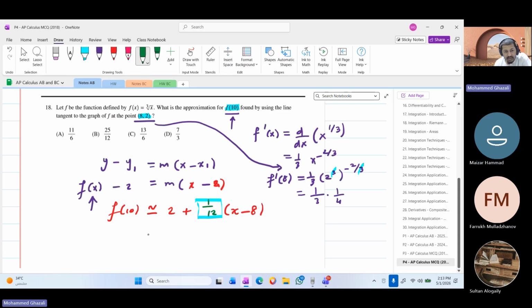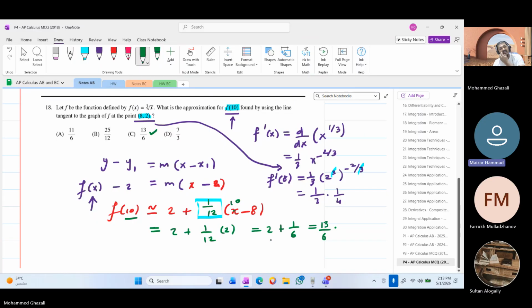Now you're trying to substitute. Remember the x value was 10 there, so I forgot to write 10 here. So this answer is now equal to 2 plus 1 over 12 times 10 minus 8, which is 2. So 2 plus 2 over 12, which is 1 over 6. That's 2 plus 1 over 6, which is 13 over 6, because multiplying 2 by 6 you'd get 12 over 6, plus 1.